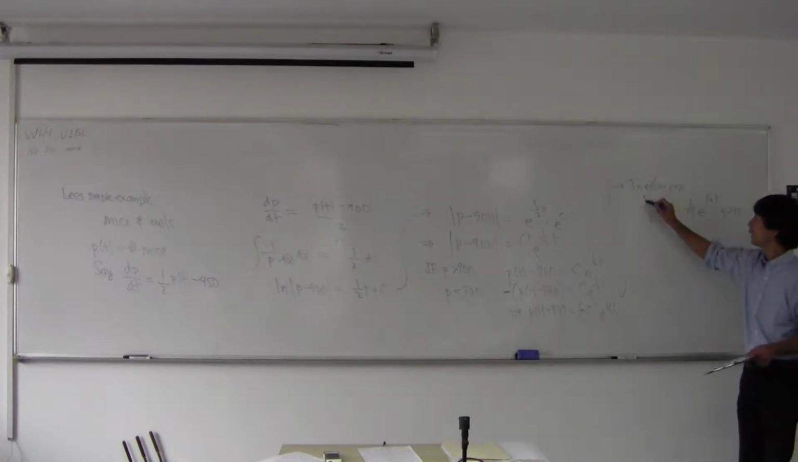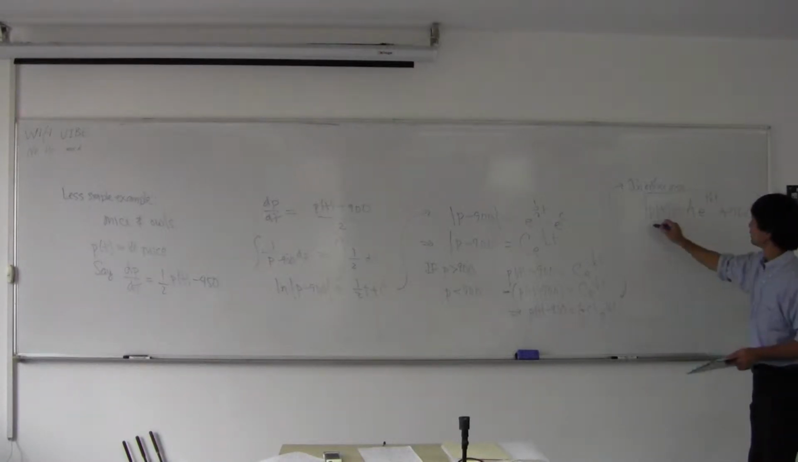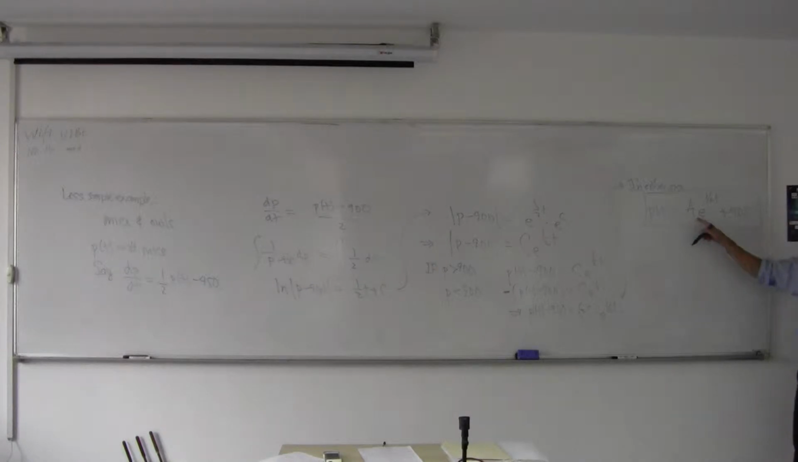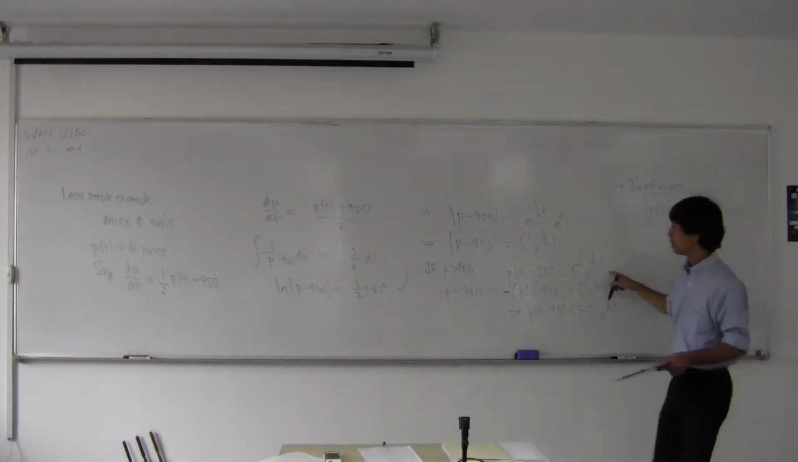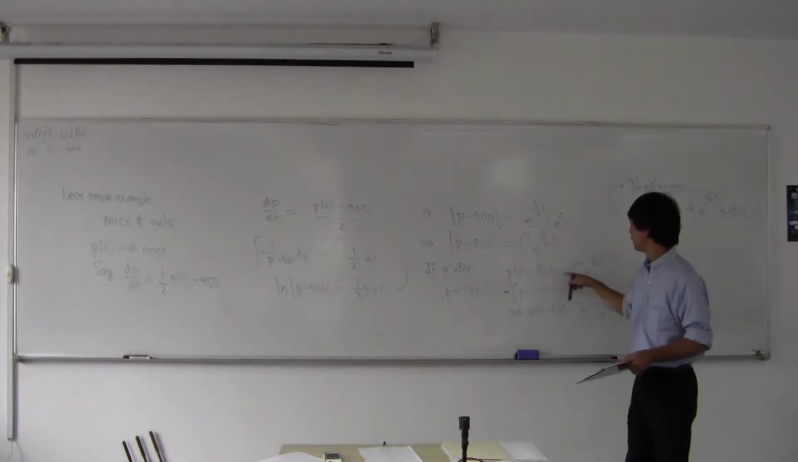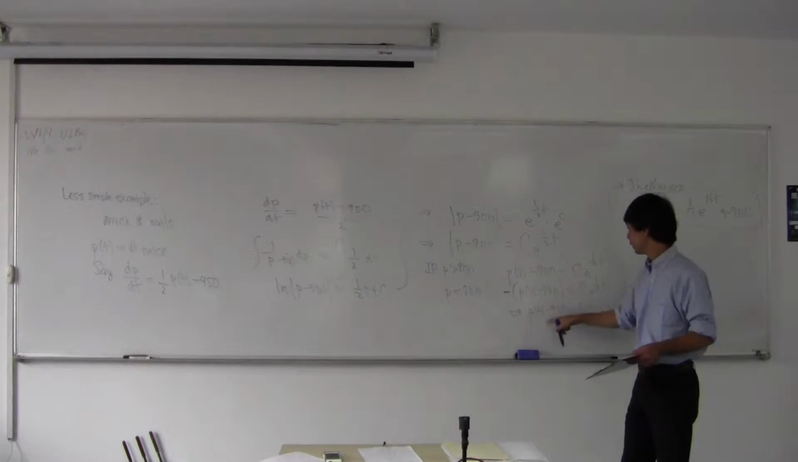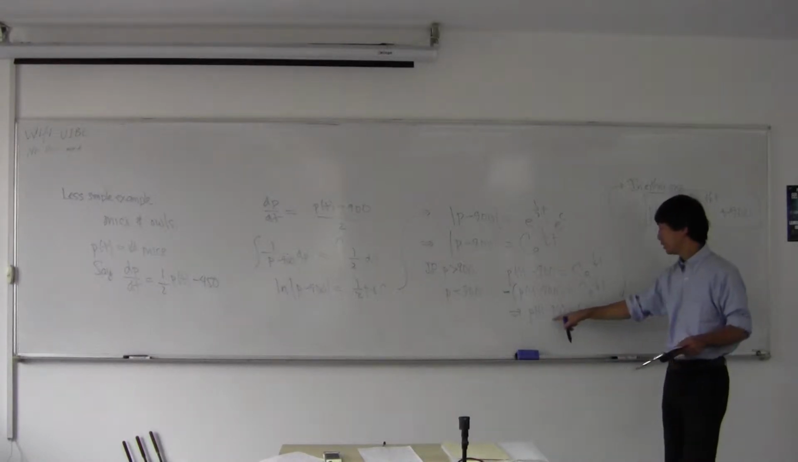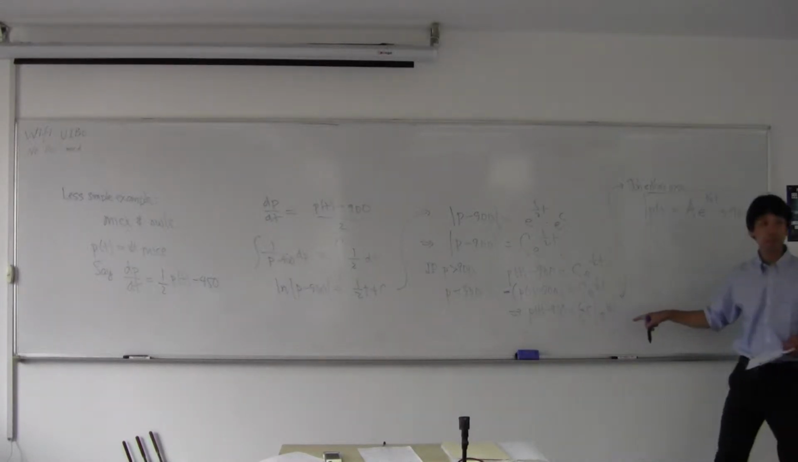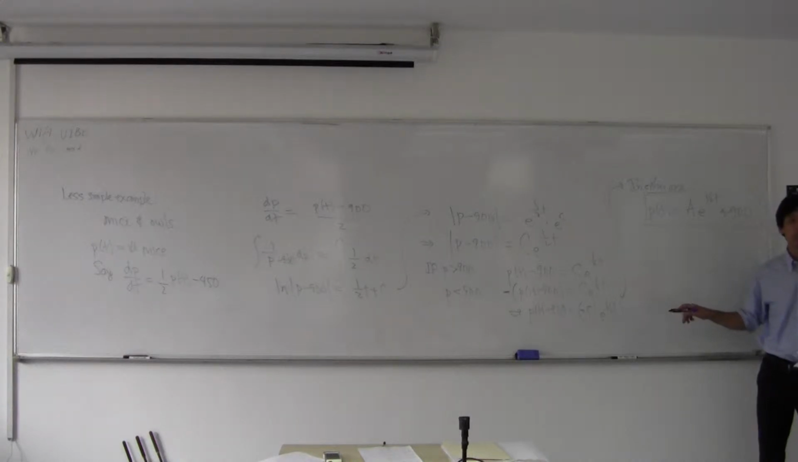In either case, this is what it's going to look like. P of t is going to be 900 plus some constant times e to the 1/2 t. Everyone following? Okay, good.